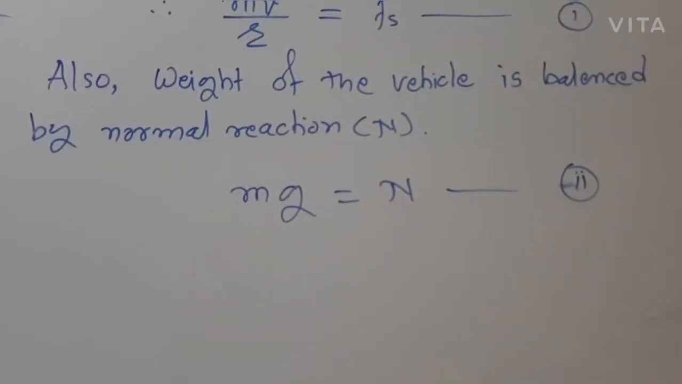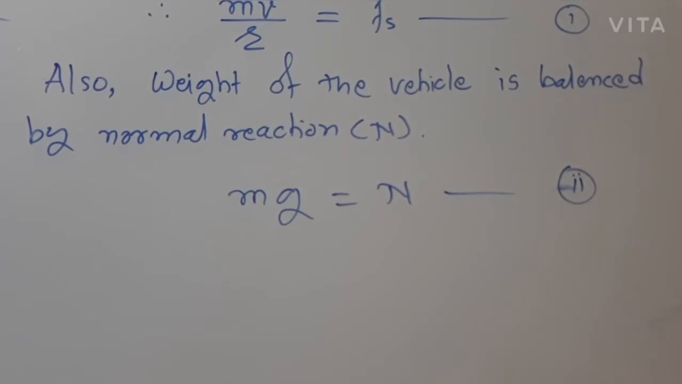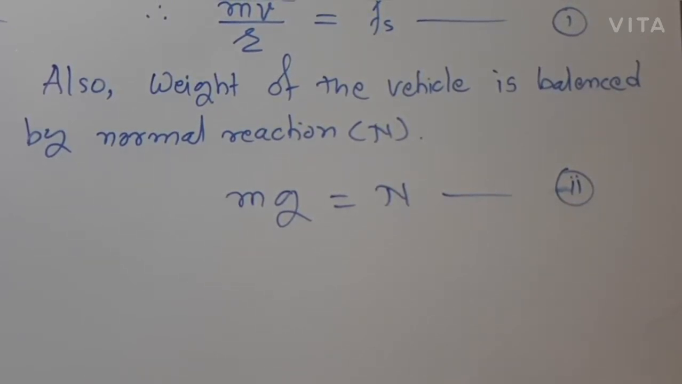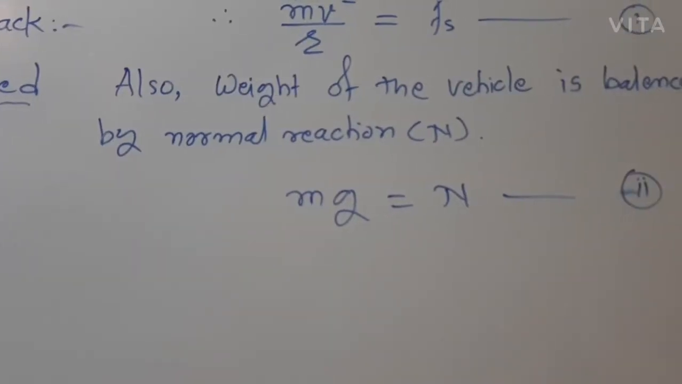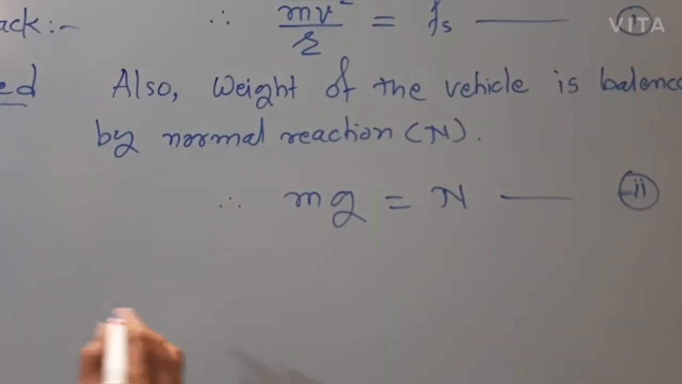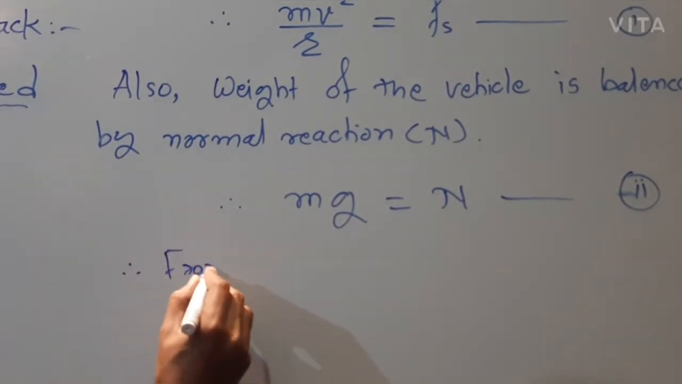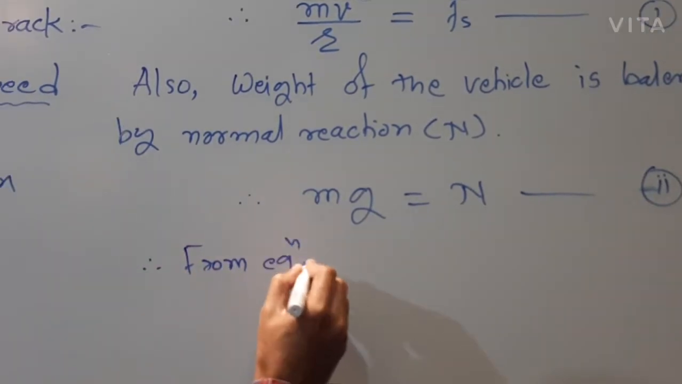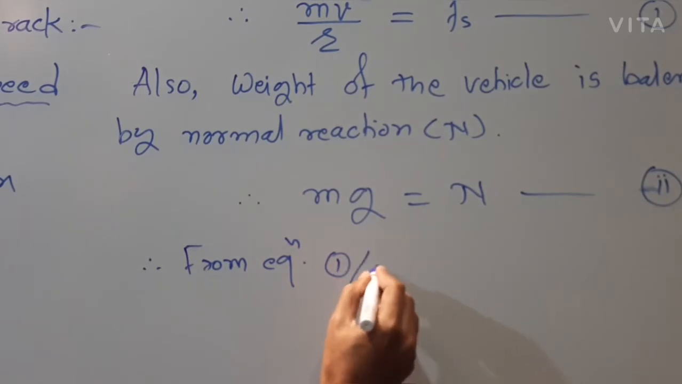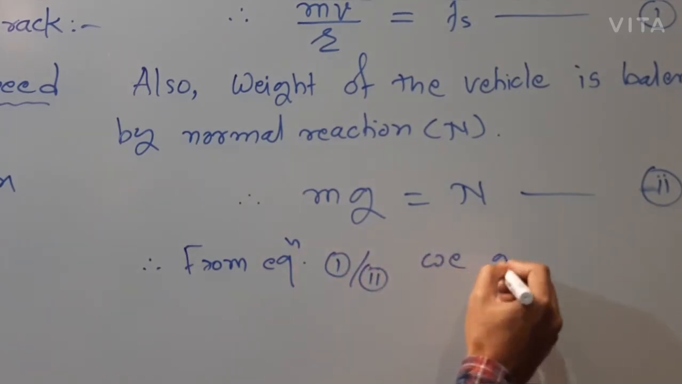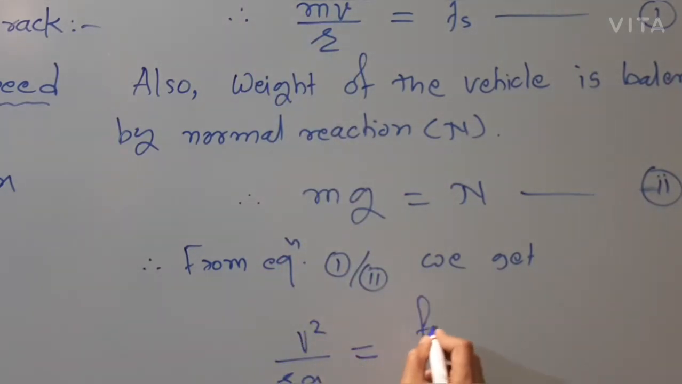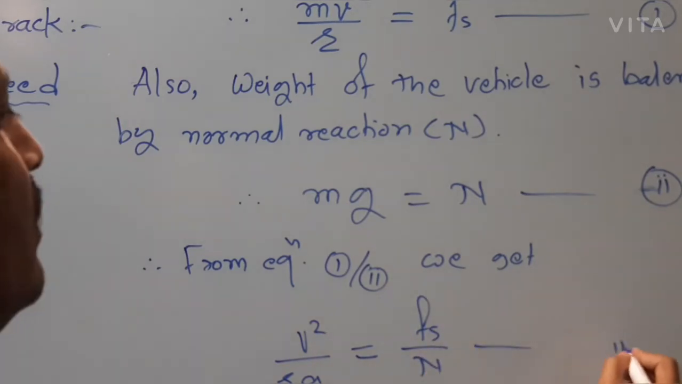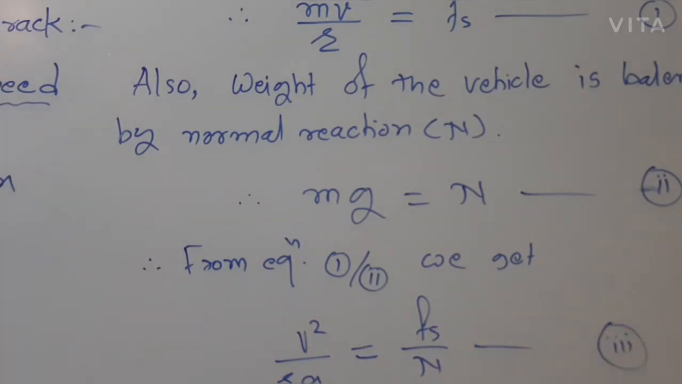Because this is our mathematical part, every theoretical concept should be expressed in terms of equation. And therefore from equation 1 divided by 2, we get v square divided by rg is equal to Fs divided by N. It is our equation 3.